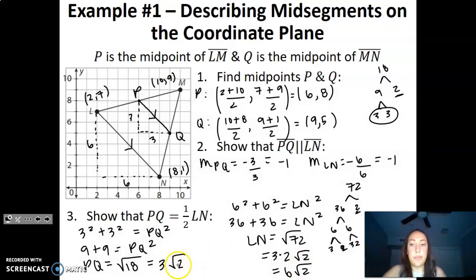So you can see here, if PQ is 3 root 2 and LN is 6 root 2, that shows that LN is twice as big as PQ.